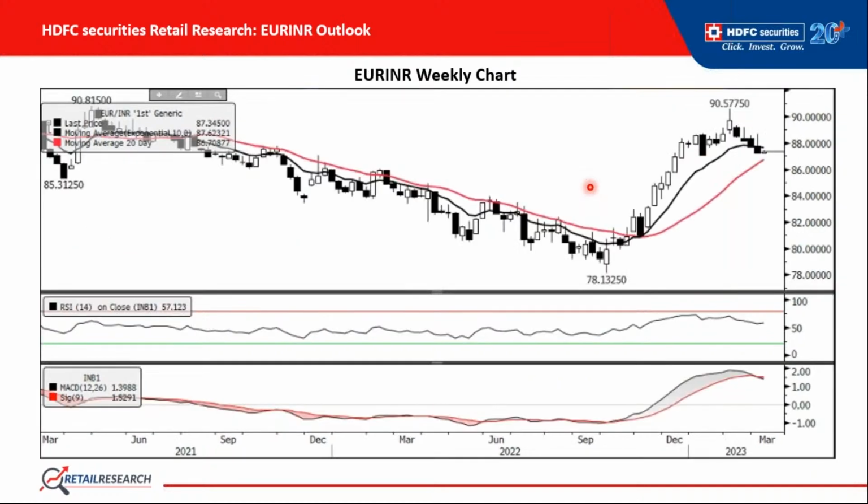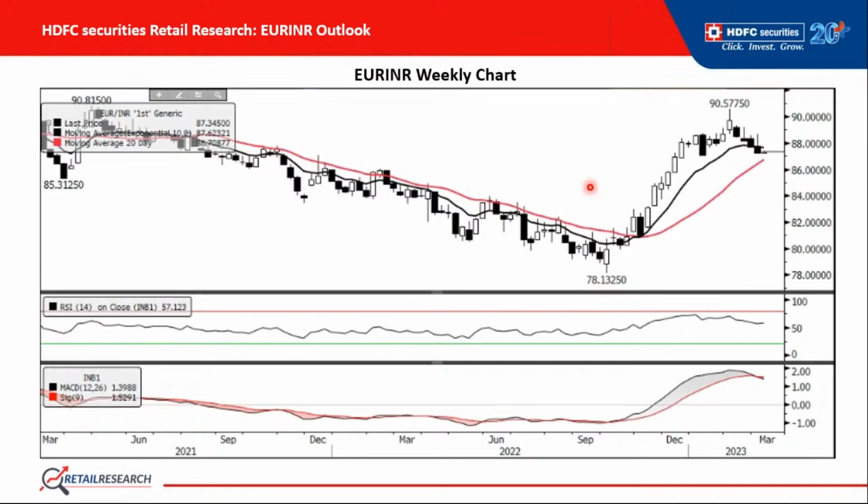Now back to the other pair, Euro INR. What we see is that after rallying from 78 odd levels to 90.57 after the ECB turned hawkish, and the negativity which was prevailing in the Euro area after the Russia Ukraine war, the energy crisis and food crisis and everything has been settling down. The European economies also started recovering, and the ECB also started giving hawkish statements that has supported the euro in the period of October to somewhere around January.